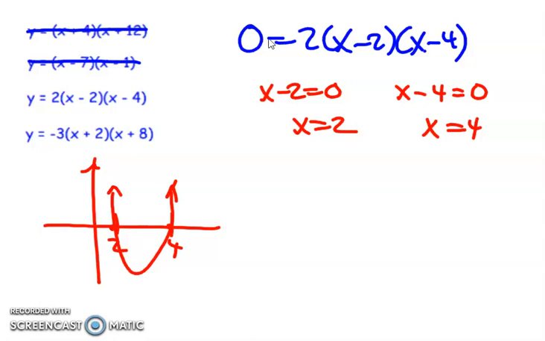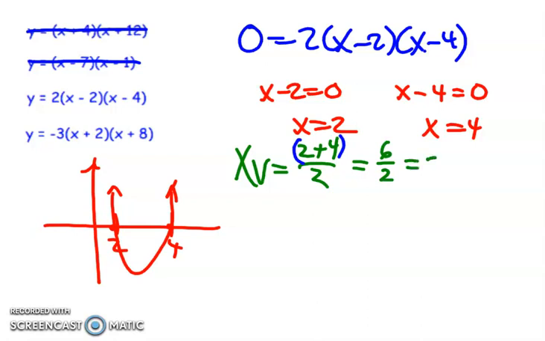So to find the x value of the vertex, we take our two answers, which are 2 and 4, add them together, and divide by 2. Just keep in mind, don't forget to put the 2 plus 4 in parentheses if you're doing the entire problem. You want to calculate the entire problem. 6 divided by 2, the x value of the vertex is 3.